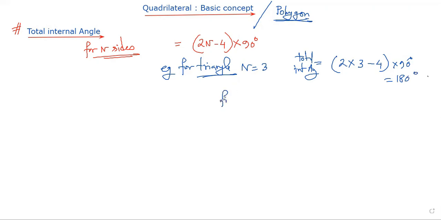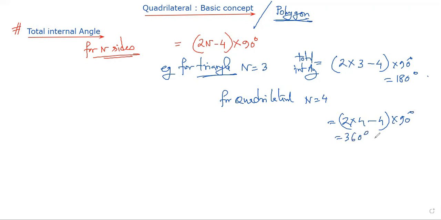If it is for quadrilateral, n is equal to 4. And at that time, total internal angle will be 2 into 4 minus 4 into 90. So it is equal to 360 degree. So in this way total internal angles I will be able to find for any sides of polygon.